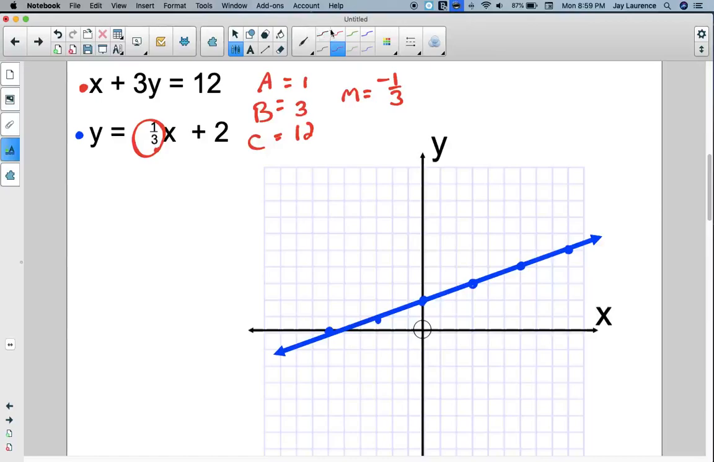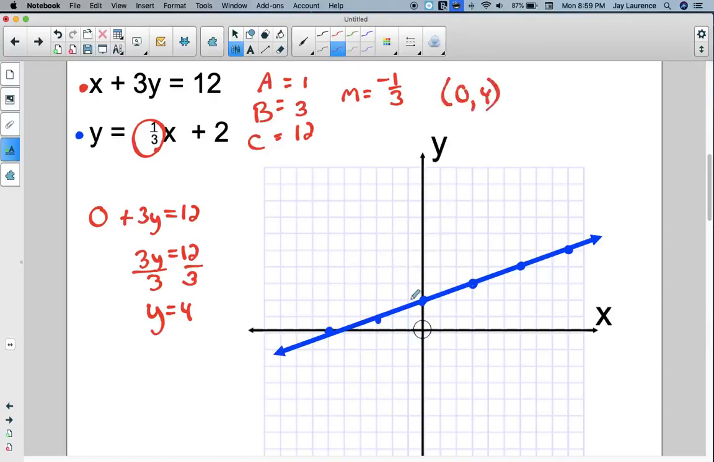Now I can find the x-intercept or the y-intercept. I think I'm going to go looking for the y-intercept. So I'm going to make x equal to 0, and 3y equals 12. I will divide by 3. And the y-intercept is going to be 4. So I know that it's going through the point 0, 4. So I'll plot that point, 1, 2, 3, 4.